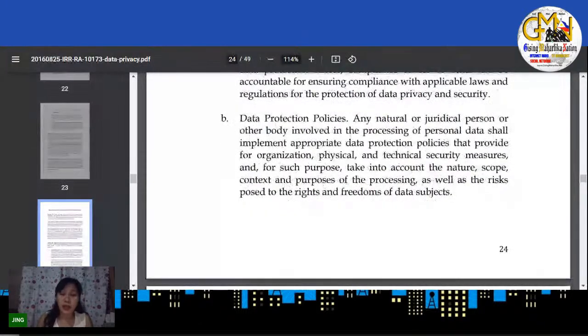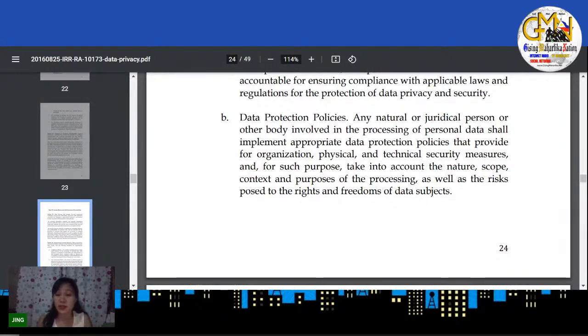Letter B. Data protection policies. Any natural or juridical person or other body involved in the processing of personal data shall implement appropriate data protection policies that provide for organizational, physical, and technical security measures, and for such purpose, take into account the nature, scope, context, and other purposes of the processing, as well as the risks posed to the rights and freedoms of the data subjects.